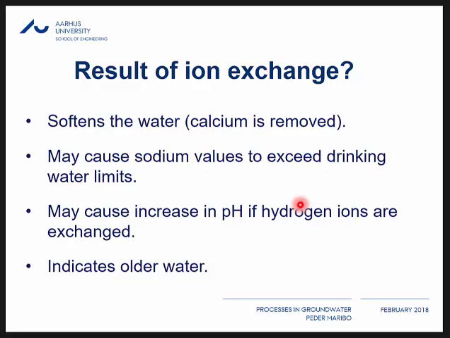You may have an increased pH if hydrogen ions are exchanged, meaning that if you have acid in the groundwater, the hydrogen ions can change place with the sodium ions, so the acid is tied up with the clay, and that means removal of acid from the water, and hence pH going up. So it can be a process resulting in alkaline waters also, and it indicates older water because it's a slow process.